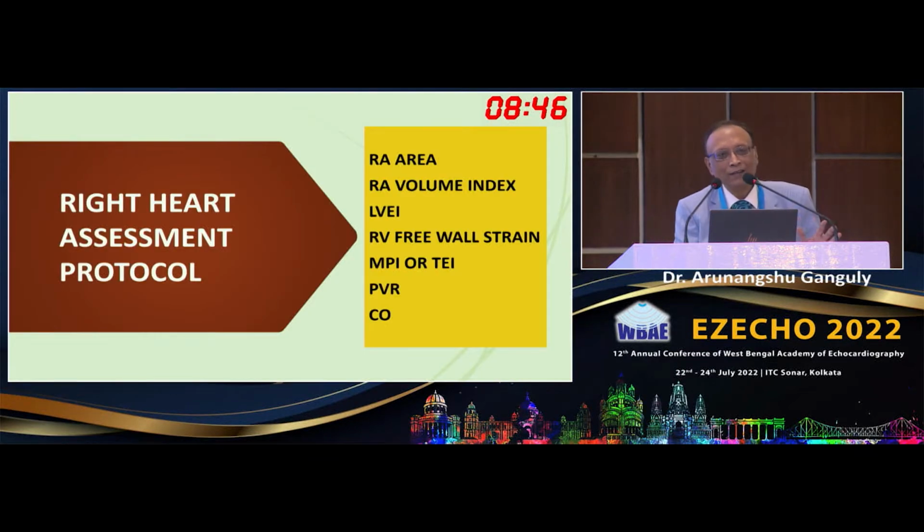The right heart assessment protocol includes this. RA area, I already told you, more than 18 centimeters square. RA volume index, where you measure it by area length method. LV eccentricity index. RV free wall strain. Myocardial performance index or TE index. The PVR, which is very, very important to surgeons, and the cardiac output.